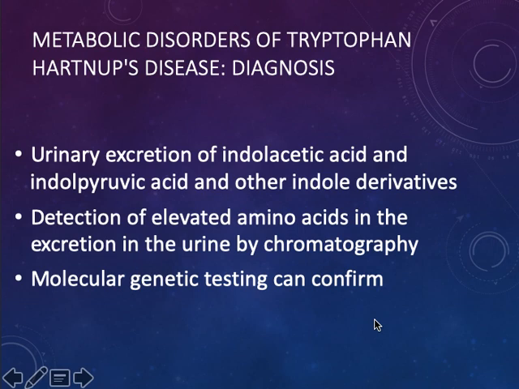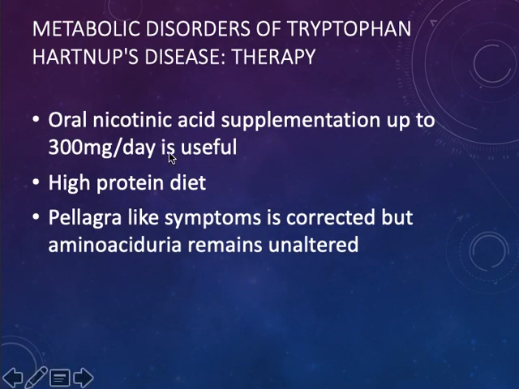So how do you manage? What is the treatment for Hartnup's disease? You give an oral nicotinic acid supplement up to 300 milligrams per day, and a protein-rich diet is also given to these patients. The most important thing is that the pellagra-like symptoms are always corrected by giving the nicotinic acid supplements. But the aminoaciduria is not altered, so there is still excretion of amino acids in the urine. So this is the treatment for Hartnup's disease.